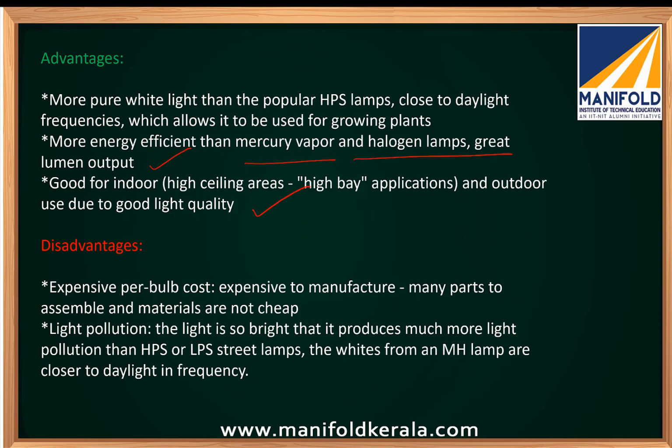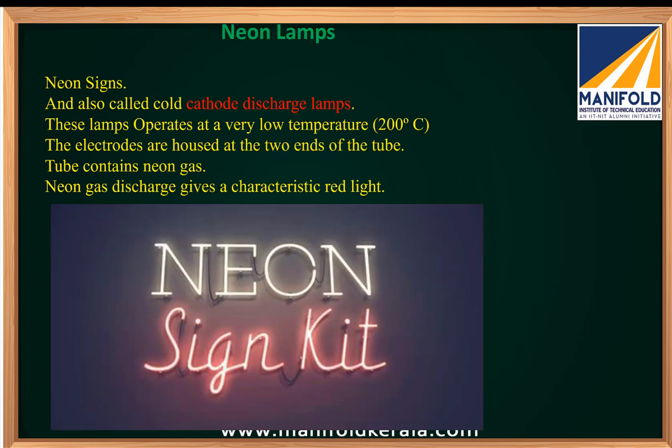Disadvantages: expensive, and light pollution. The light is so bright that it can produce much more light pollution than high pressure sodium or low pressure sodium street lamps. The whites from the metal halide lamps are closer to daylight in frequency. Understand? So metal halide produces which type of light? White light. So these are some advantages and disadvantages.